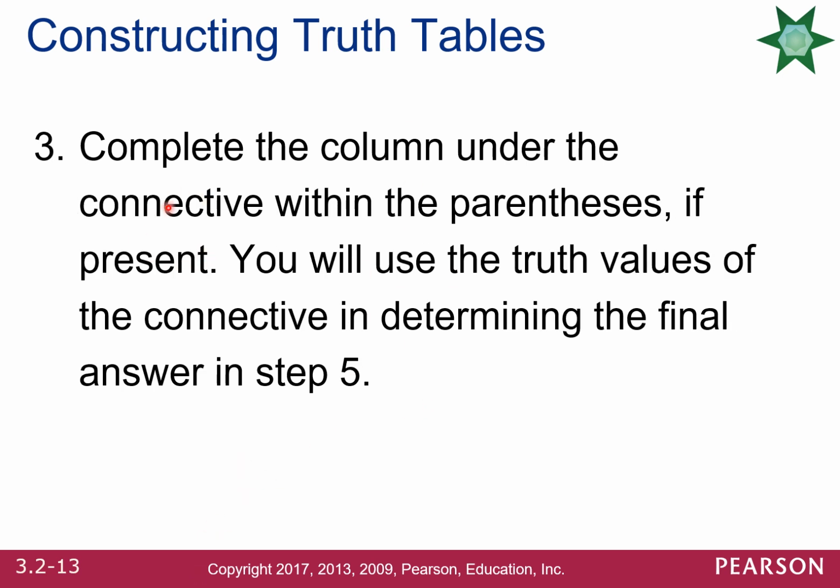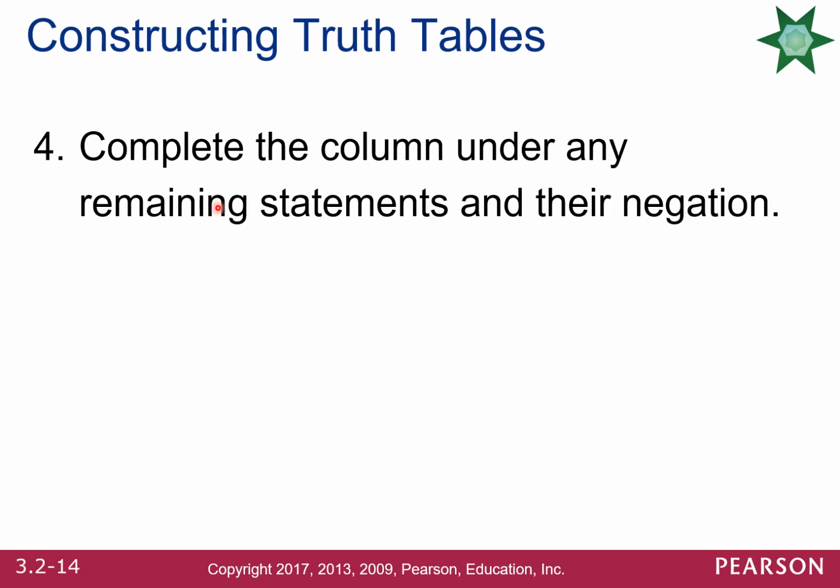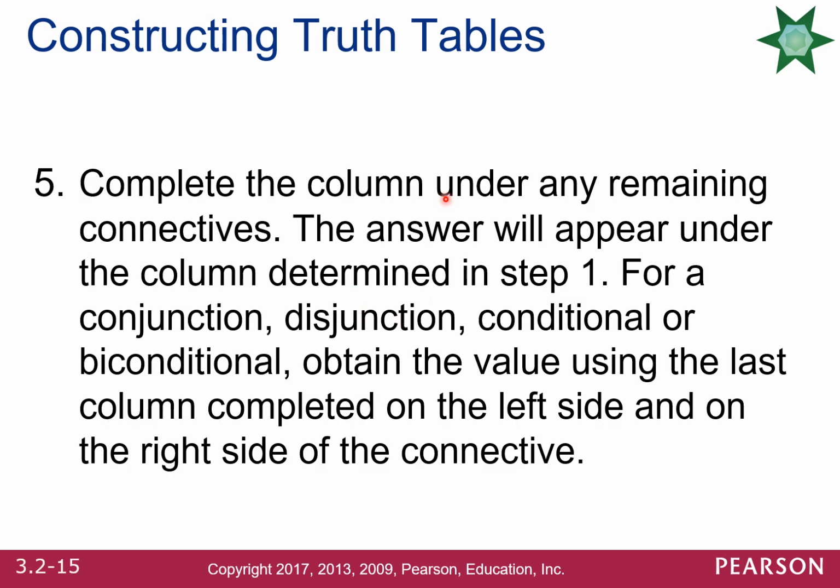So in the third step, it says complete the column under the connective, so under that connective symbol within the parentheses. So we start with the parentheses if there are any present. If present, you will use the truth values of the connective in determining the final answer in step 5. Then it says after we are done with the parentheses, we must complete the column under any remaining statements and their negation. And we will then complete the column under any remaining connectives. The final answer will appear under the column determined in step 1.